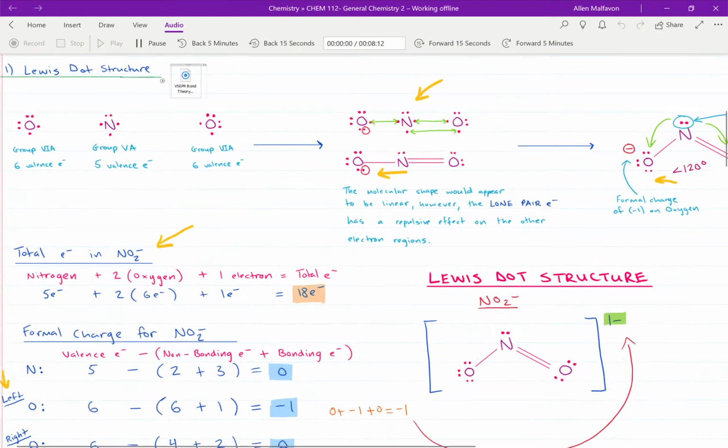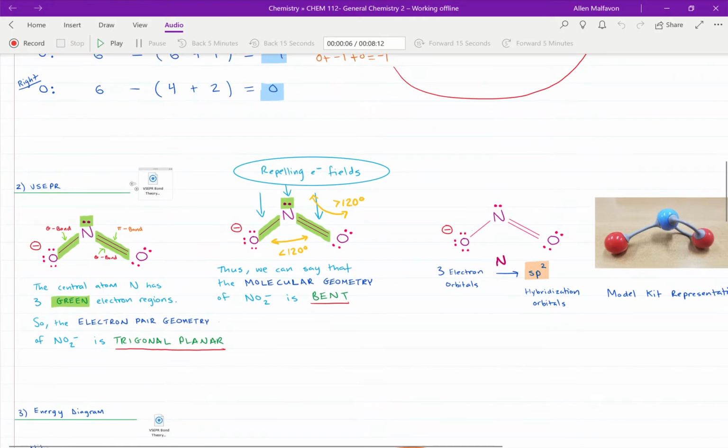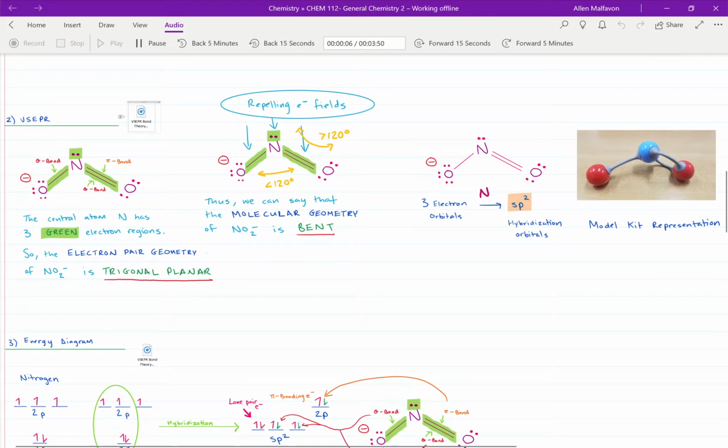Here I'll be going over how to draw the Lewis dot structure for the nitrite ion. Here I have drawn 3 diagrams for nitrite which demonstrate its electron geometry, its molecular geometry, and also the hybridization orbitals that correspond to the number of electron orbitals around the central atom, which for our ion will be nitrogen. And at the very end on the right, I have re-included my model kit representation of nitrite.